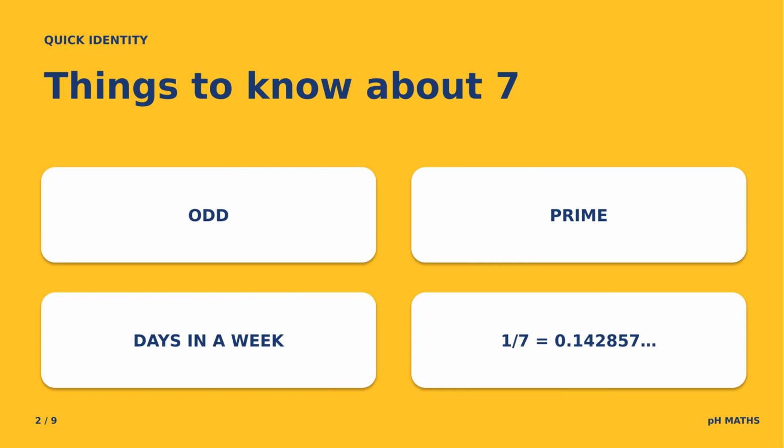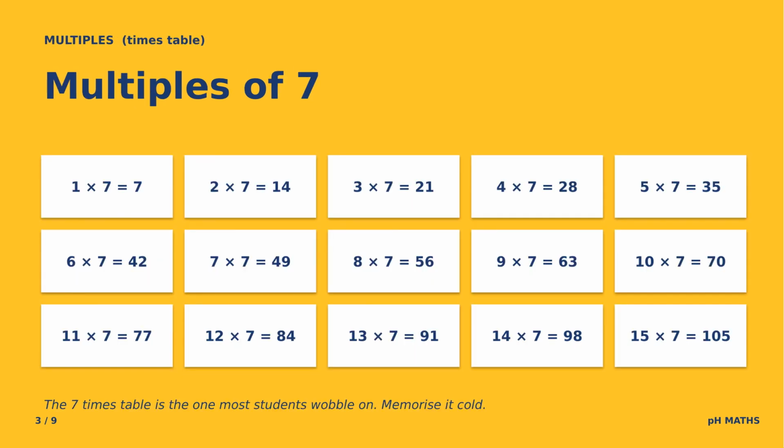Times table. 1 7 is 7, 2 7s are 14, 3 21, 4 28, 5 35, 6 42, 7 49, 8 56, 9 63, and 10 70.